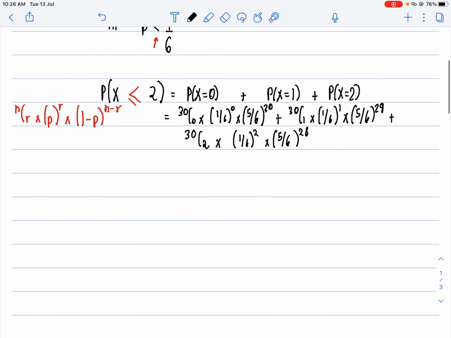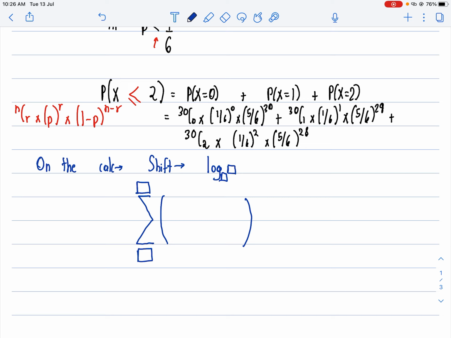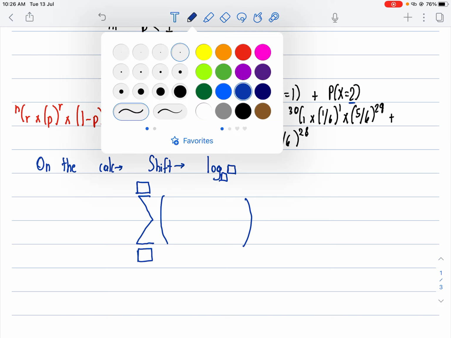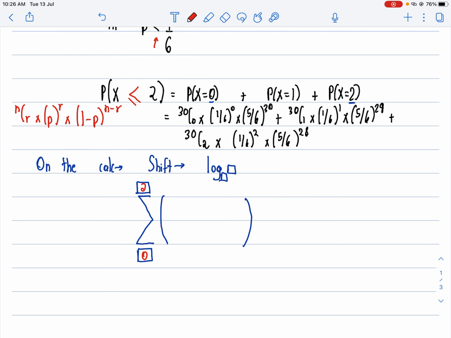As you can see, this is very tedious to write everything on the calculator, so I can do a simpler thing on the calculator. You simply click on shift, then click on the log button. You'll get a big summation sign with a box here, and a bracket. Here you're calculating the summation from 0 to 2 inclusive, so you write 0 here and 2 here.